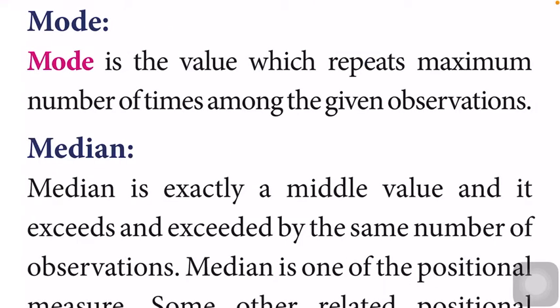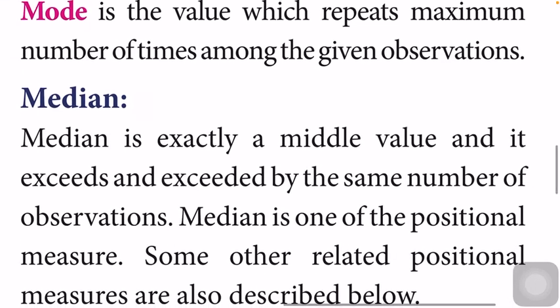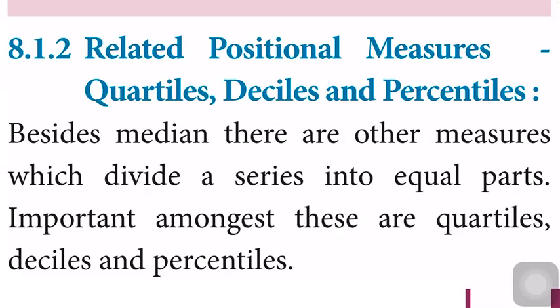And the other measure of central tendency that we use very frequently is mode. Mode is the value which repeats the maximum number of times. The value that occurs frequently is known as mode. Median is the middle value, the exact middle value. And now we are going to learn about some related positional measures.